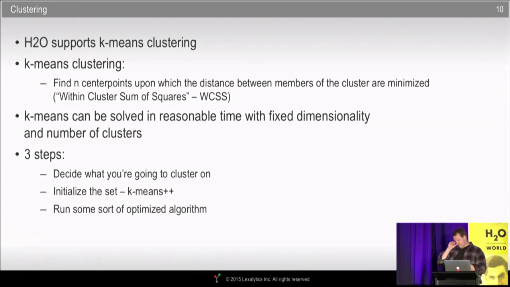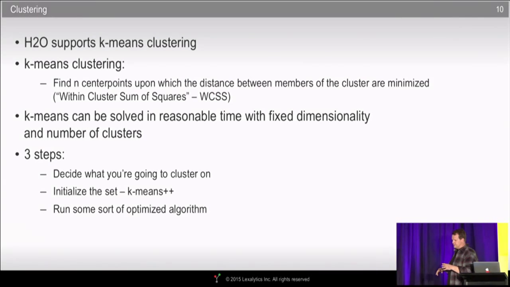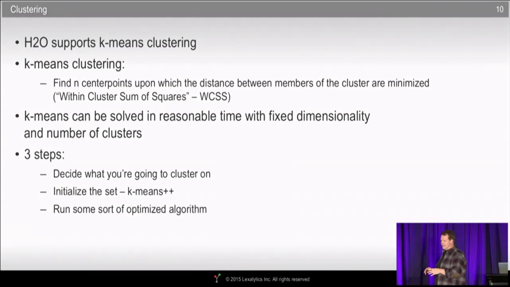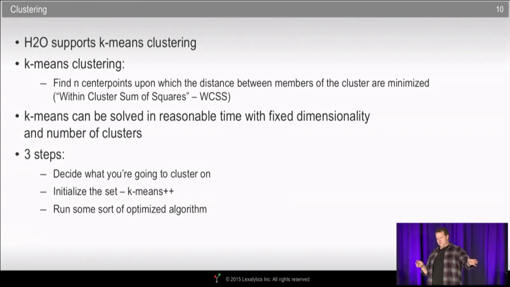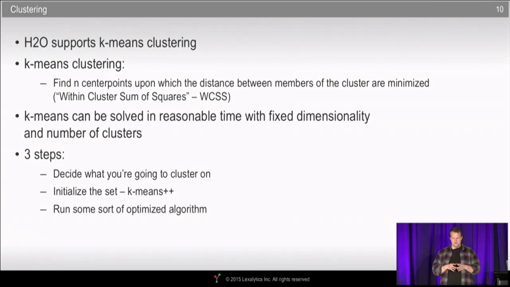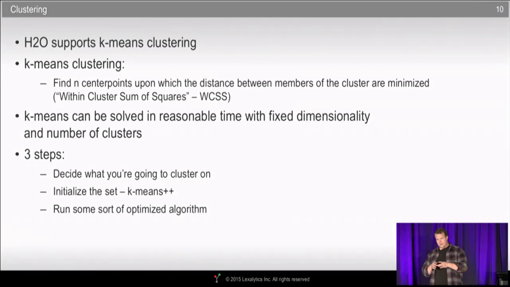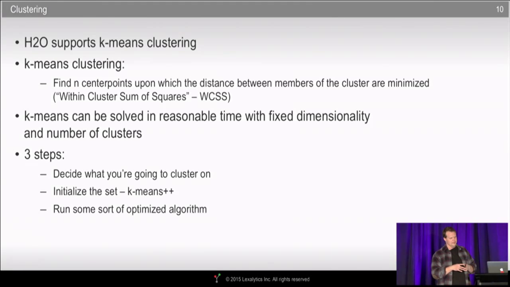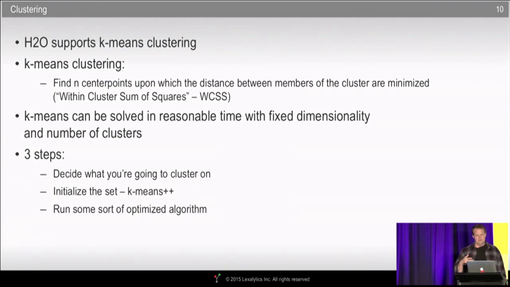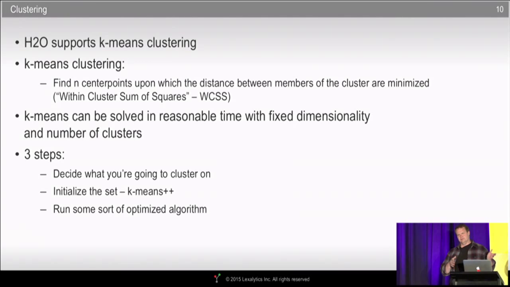So H2O, along with most everybody else, supports K-means clustering. You're all experts in this sort of stuff, but it's basically find a certain number of center points, and you have to decide how many clusters you want. That's an important point. The distance between the members of the cluster is minimized. Basically, find your circles where this stuff fits inside of the circle and the distance is small. It can be solved in a reasonable amount of time with fixed dimensionality and number of clusters. So we know the dimensionality of our system, and we know the number of clusters because we tell it.